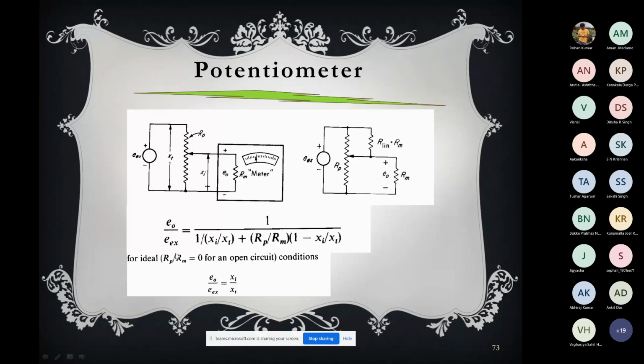So E0 by Eex will be 1 by [Xi by Xt plus Rp by Rm into (1 minus Xi by Xt)]. Xt is the full length, Xi is the displacement which we want to measure. So this expression, you try to prove it. It is very simple. So from this expression, you can see if Rm goes to infinity, what will happen? Rp by Rm will be 0. So E0 by Eex will be Xi by Xt.